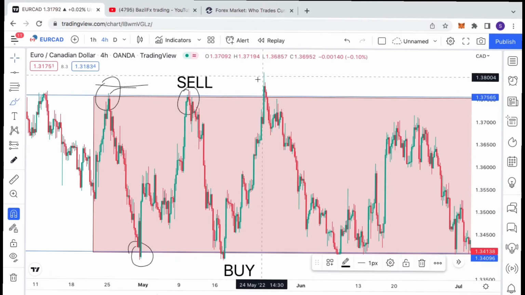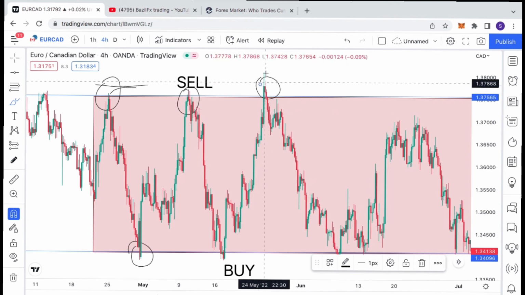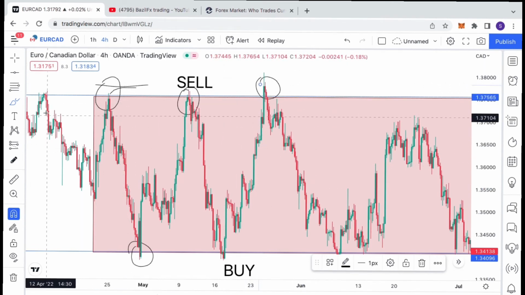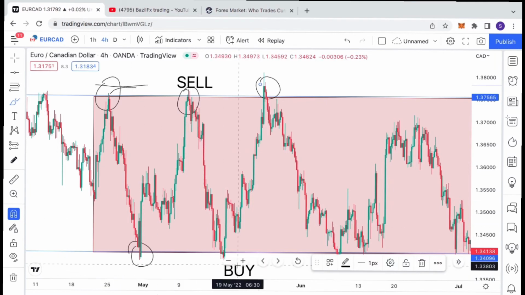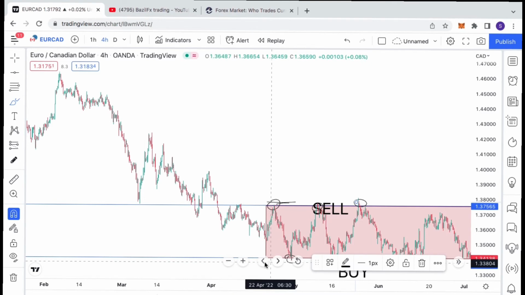Wait for the, you see this V-shaped? So when I see something like that, those multiple rejections, I just take the trade, guys, as long as my stop loss is very tight. Let me show you. Let's zoom out very well.